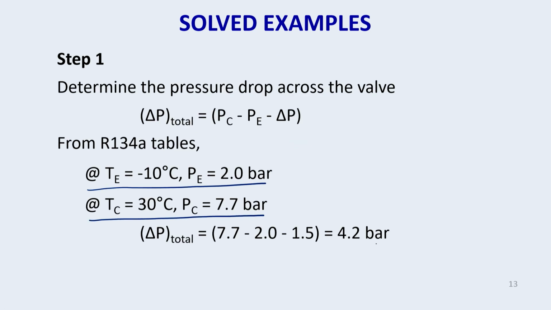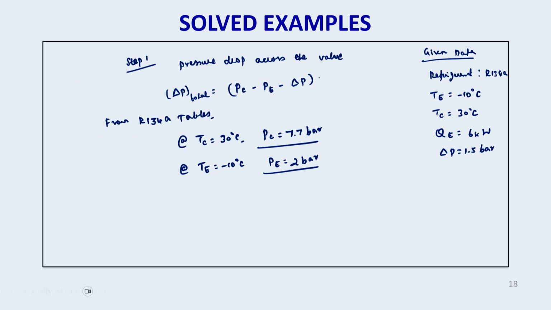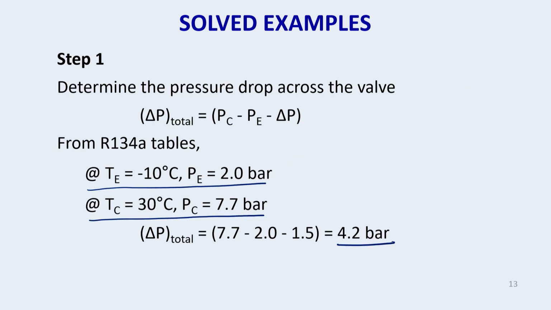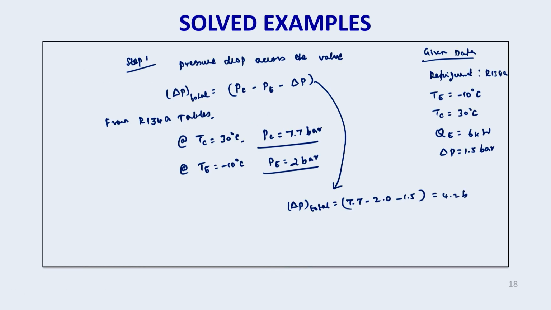So substitute the values, and we will get delta P total equal to condenser pressure, 7.7 bar, minus evaporator pressure, 2 bar, minus delta P, 1.5 bar. So we will get the total pressure drop across the valve as 4.2 bar. So this is step 1.